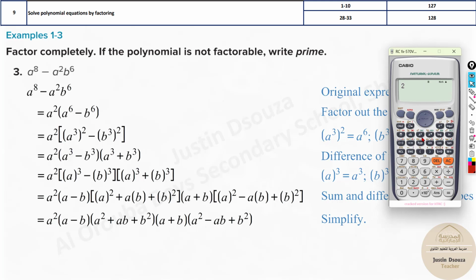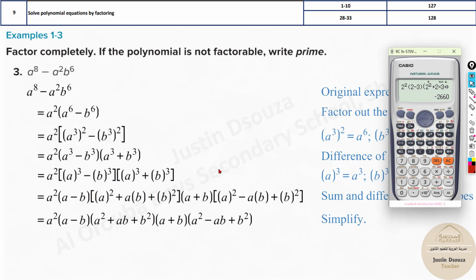Let's do it. 2 squared multiplied with, that's 2 minus 3, multiplied again with 2 squared plus 2 times 3 plus 3 squared, close the bracket. Again bracket 2 plus 3, close the bracket, and now lastly we have 2 squared minus 2 times 3 plus 3 squared. I hope I've substituted everything correct. Yes, it's correctly substituted. The answer was the same, 2660.